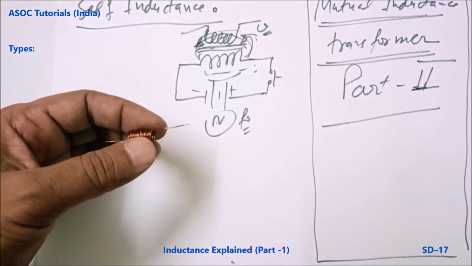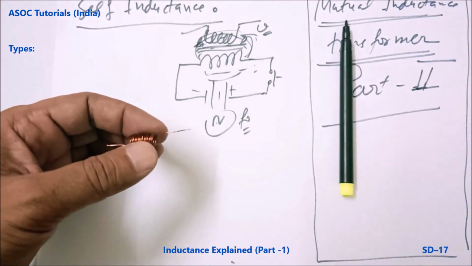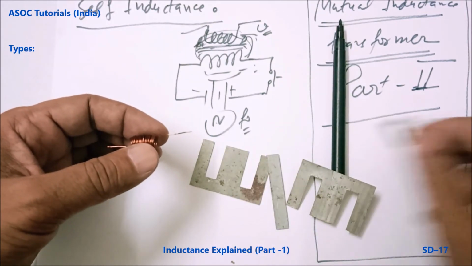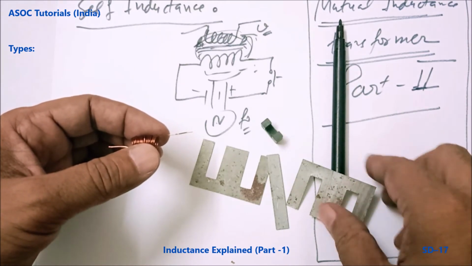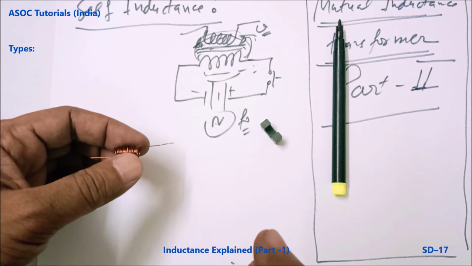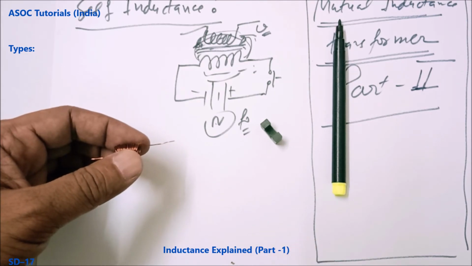And one more thing, it also depends on the type of core used. This is an EI core, this is a C type core, and in the same way you will get L and other types of cores also. So this is also a very important factor.